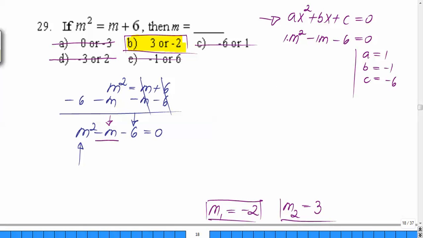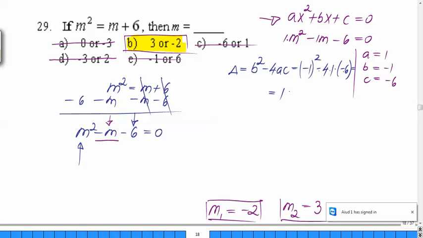Next step, you will find your discriminant, delta, which is what? B squared minus 4ac. This formula will tell me if I have real roots or complex or imaginary roots, right? B squared, negative 1 squared, minus 4 times a, 1, times c, negative 6. This one equals what? Negative 1 squared, 1. Minus and minus in here will make a plus. 4 times 6, 24. Your delta is 25. Greater than 0, you have two roots.